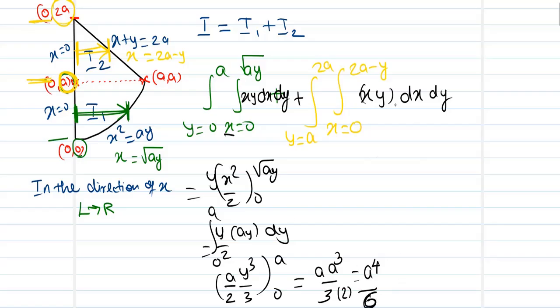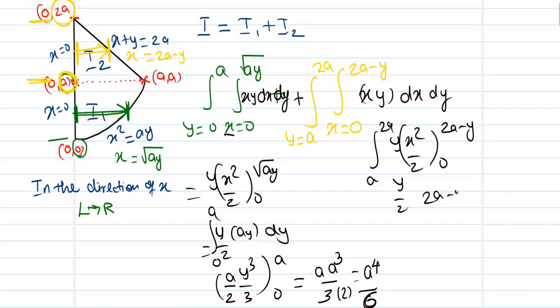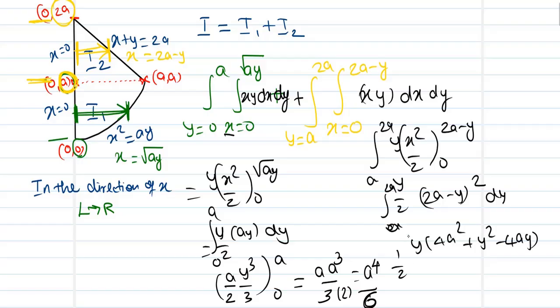Now coming to the second integral, I will have to integrate keeping y as constant, x square divided by 2 between the limits 0 to 2a minus y. y by 2 is kept as such. You will have to integrate between a to 2a. So this gives you 2a minus y the whole square, which I will have to integrate between a to 2a with respect to y next. Expand using the a minus b the whole square formula. So you have 4a square plus y square minus 4ay, with 1 by 2 outside, integrated between a to 2a.